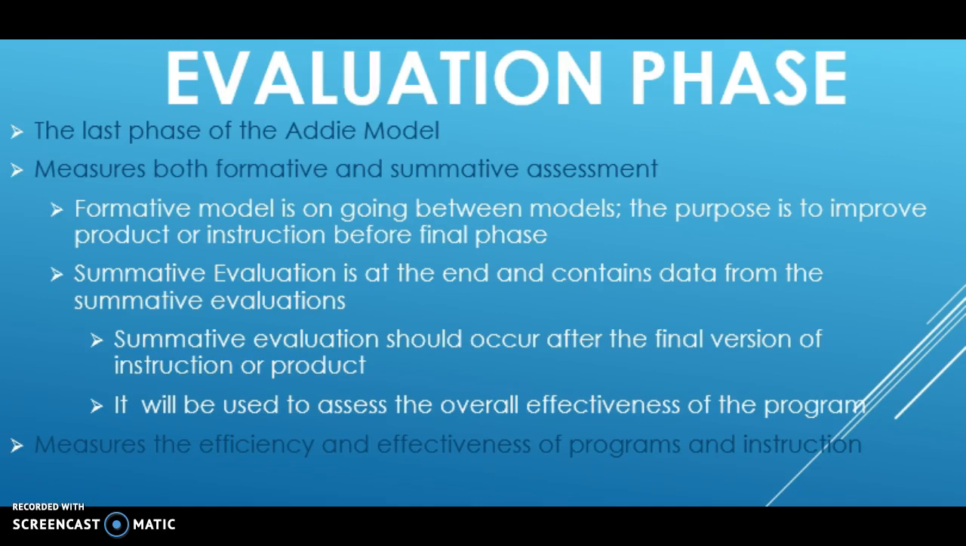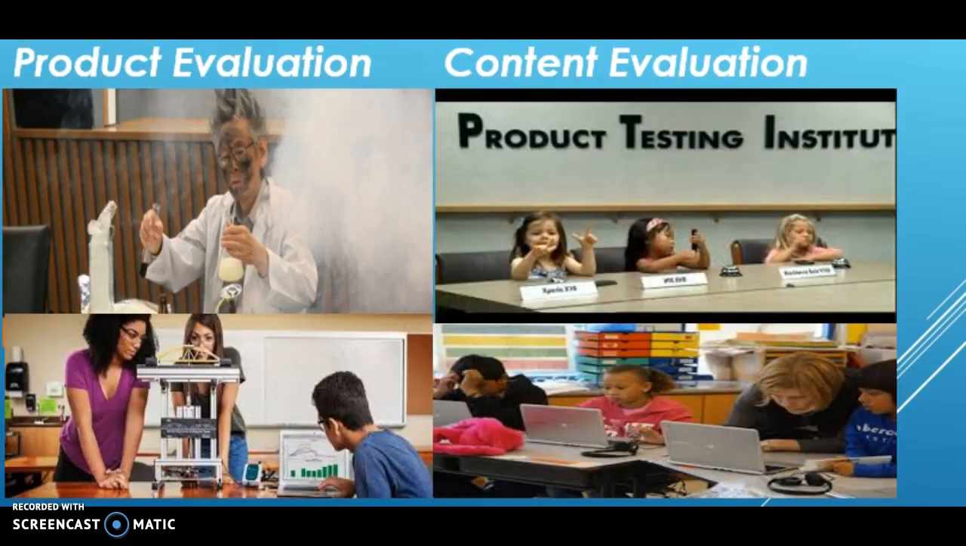The summative evaluation should occur after the final version of the instruction or product. So this is where they do it at the end. But before they do the summative, like I said, they're always looking back at the formative assessment in each section. And this evaluation, or the summative evaluation, it is used to measure the efficiency and effectiveness of the program or the instruction. And when you look here, depending on the area in which the Addie model was used, we're looking at the product evaluation. Was the product that was created successful?